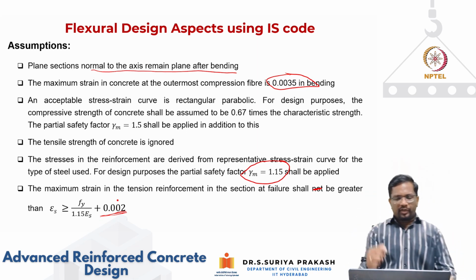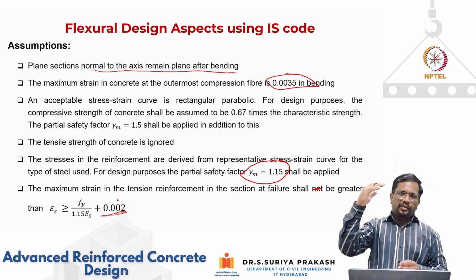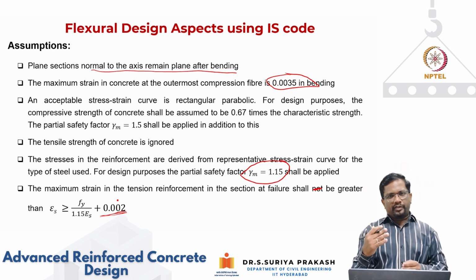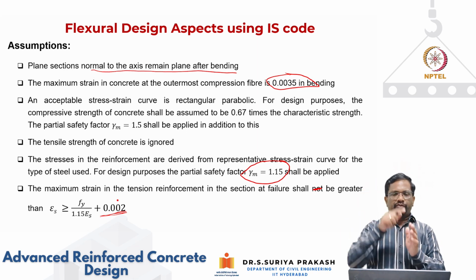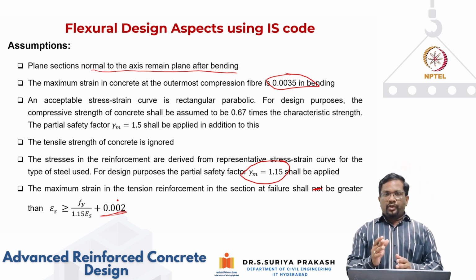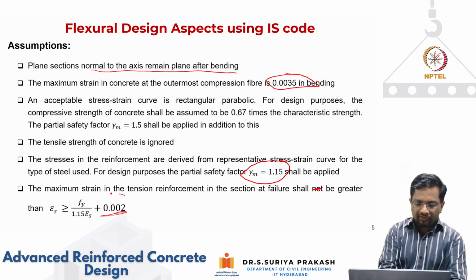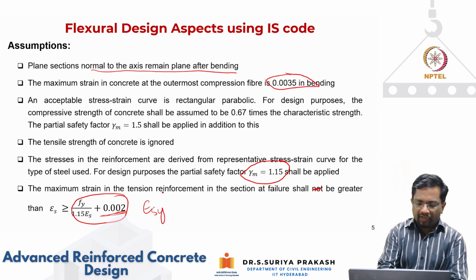If you look at the first part, we looked at the yield strain as the yield stress of the rebar divided by the elastic modulus. We just took that because we use elastic perfectly plastic behavior. But here the code is giving you a yield strain definition. So this is nothing but your epsilon sy as per the IS code.